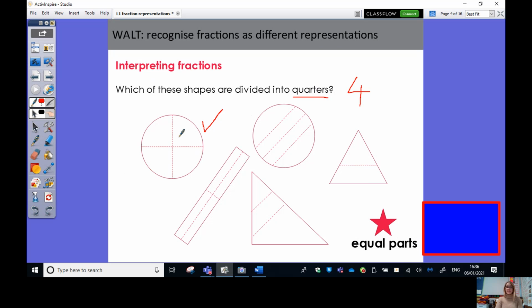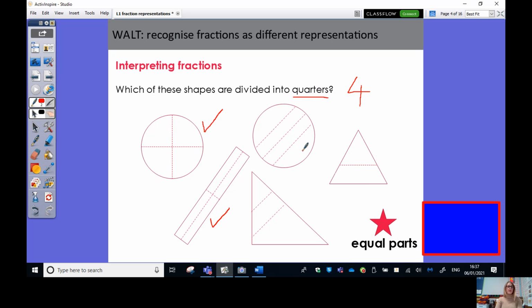My first one is definitely in equal parts, so I'm going to leave that one as a tick. Moving on to this shape here, I can see 1, 2, 3, 4 different parts, and they are all equal. So that one is definitely split into quarters. Now moving on to this circle at the top, 1, 2, 3, 4. So it's got 4 parts. You might have thought that's split into quarters, but if we look carefully, this section on the end is not equal to this one.